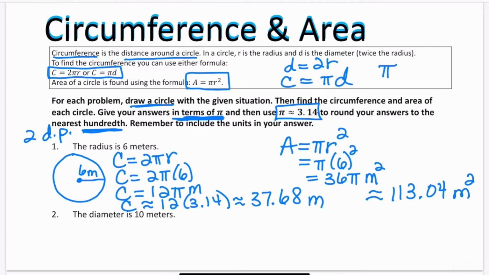That's 2 decimal places. In question number 2, the diameter is 10 meters. I'm going to draw a circle.